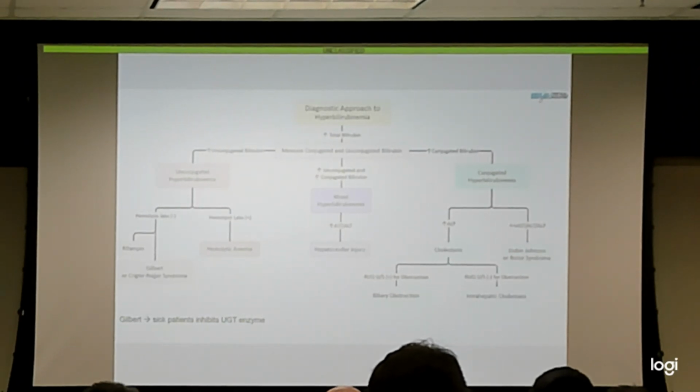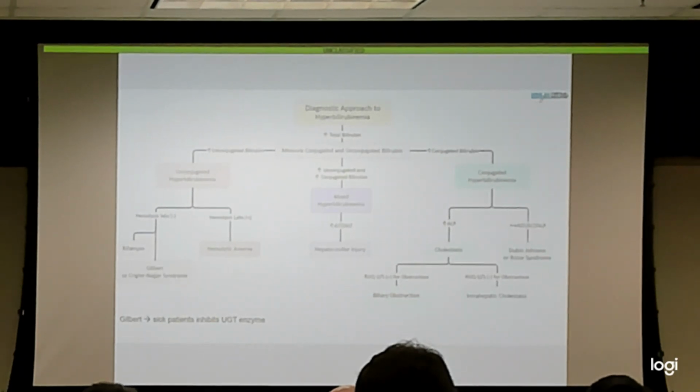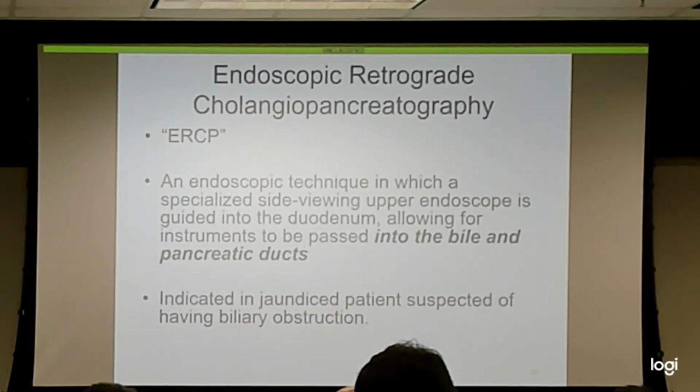And then if I've got plus obstruction, I've probably got a gallstone there. If I don't have one, then I might have an intrahepatic cholestasis, so one of those weird funky diseases. If I've got normal AST and ALT, then you start looking at the super weird ones like Dubin-Johnson and Rotor syndrome. Make sense? Cool.